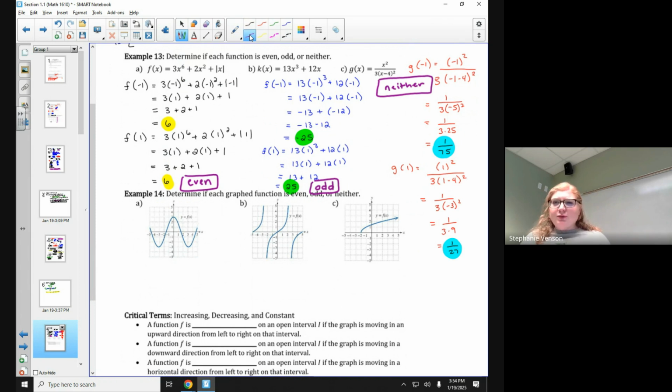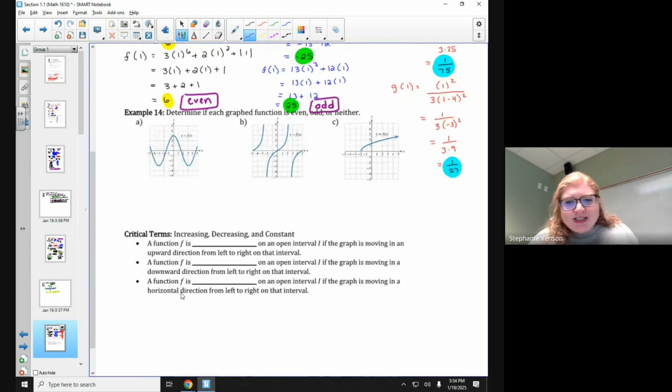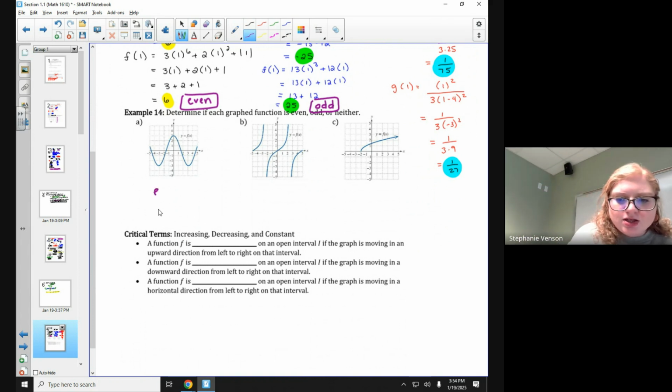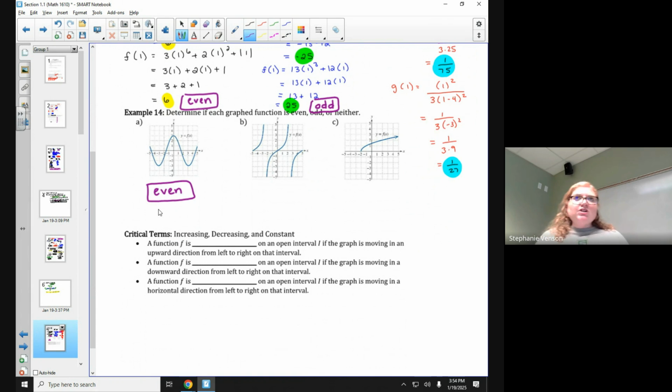This is much simpler. You're really just looking at it. Okay, so it says determine if each graphed function is even, odd, or neither. So this is pretty simple. If you can fold it over the y-axis and it matches up on both sides, that's even, because even functions have y-axis symmetry. So we can see that in part A. If you folded this right over this line here, it would match up on both sides. So that means that this one is even.